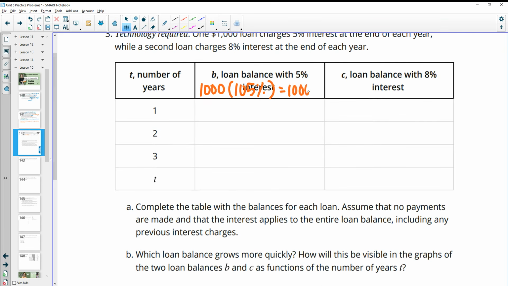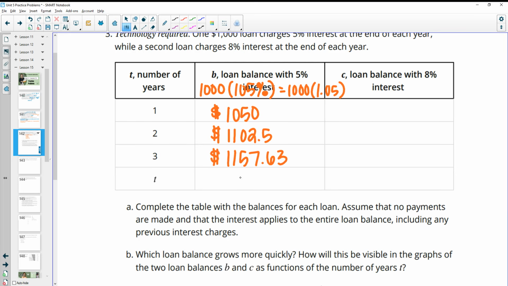So in our calculator, that's going to look like 1,000 times 1.05 because we can't type it in with the percent. We need to change it to the decimal. And so if we do 1,000 times 1.05, we will end up with $1,050 after 1 year. Then we would multiply this by 1.05 again, and we would get 1,102.5.